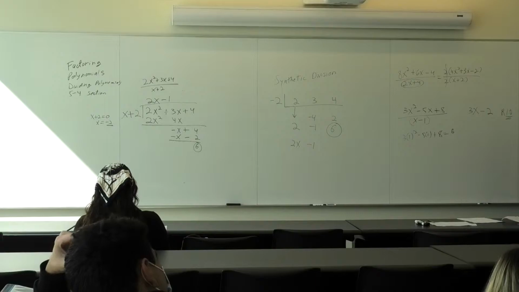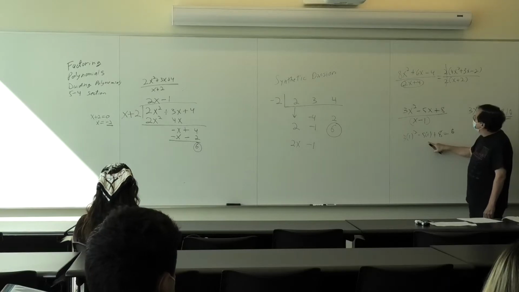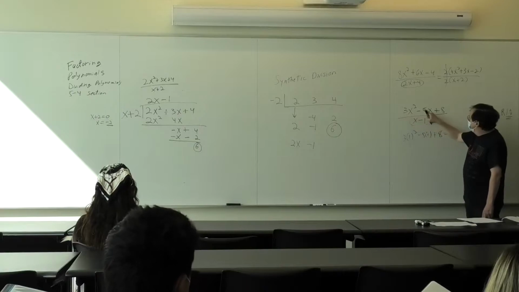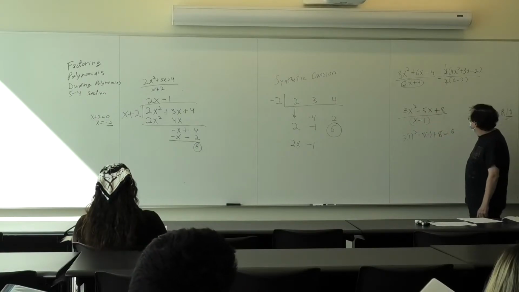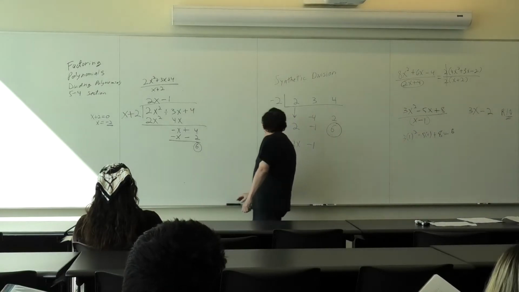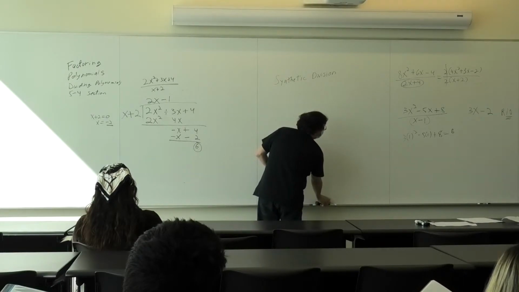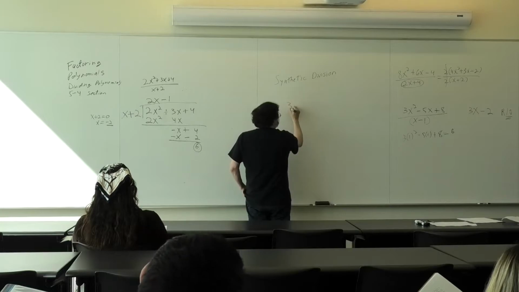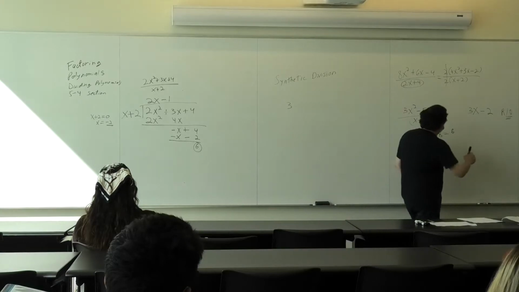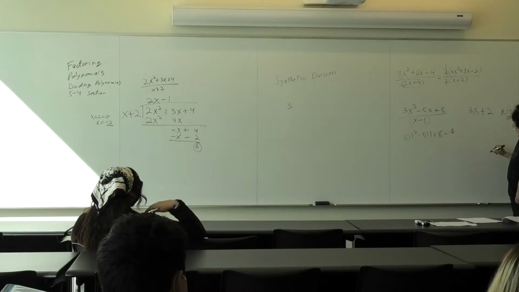Did I do something wrong? Did my check not work? 3, 8, 11. Yeah, okay. So we're going to have to check this. Let's try and do it both ways. I think it's supposed to be positive 2 instead of negative 2. I think that's where I messed up. This is supposed to be positive 2? Yeah, I think so. Okay.